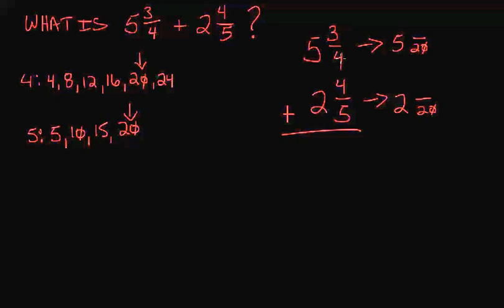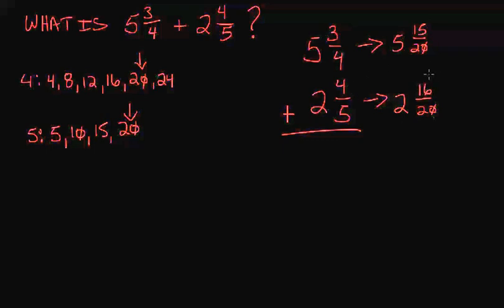Well, I know that if I multiply 4 times 5, it gives me 20. And whatever we do to the denominator, we have to do to the numerator. So if I multiplied 4 times 5, I have to multiply the numerator of 3 times 5. So 3 times 5 is going to give me 15. Same thing down here. 5 times 4 gives me 20. Whatever I do to the denominator, I have to do to the numerator. So 4 times 4 gives me 16.